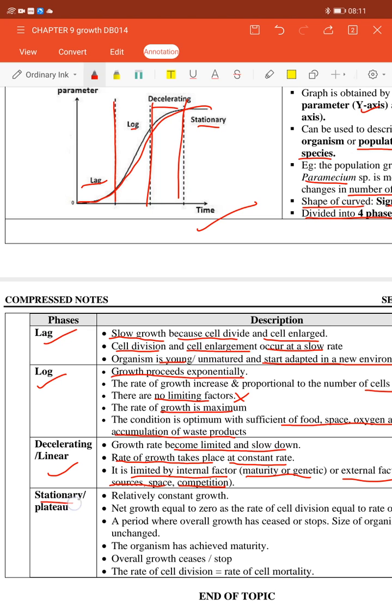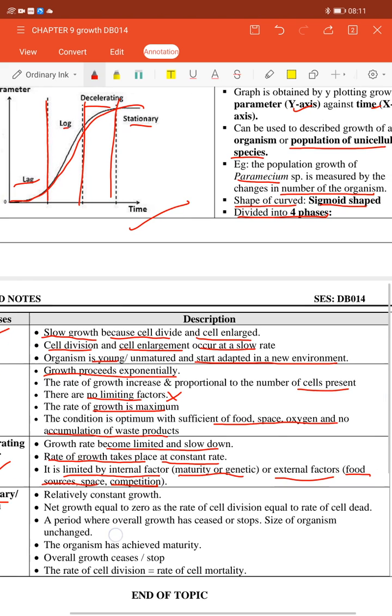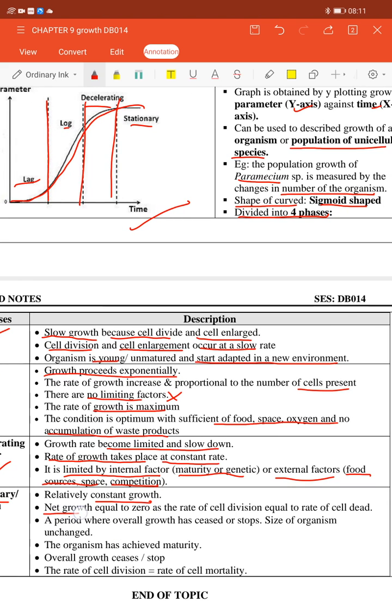And the last phase untuk the sigmoid curve adalah stationary or plateau phase. So relatively constant growth di mana net growth equal to 0 as the rate of cell division equals the rate of cell death. Maksudnya sel yang mati tu sama dengan sel yang baru hidup. So dia punya rate tu, net growth tu masih akan kekal 0 lah. Okay. A period where overall growth has ceased or stopped. Okay. So size of organism unchanged. Dia tak berubah. Dan populasi pun tak akan bertambah.